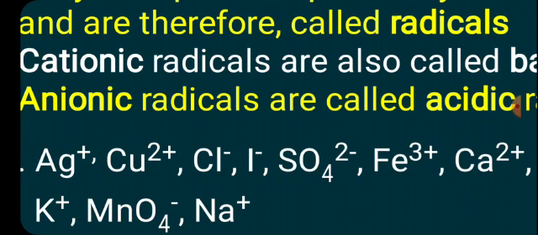Chloride ion and iodide ion will have valency 1 each. Sulfate ion shows valency 2. Ferric ion has valency 3. So whatever charge is present on the radical is the valency of that radical.